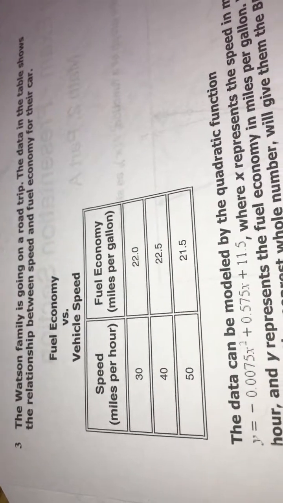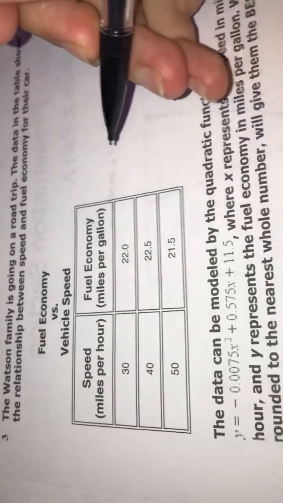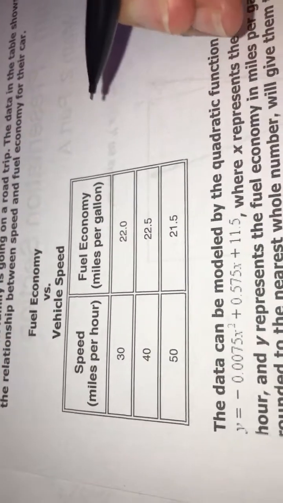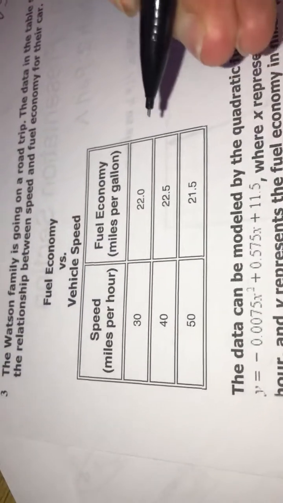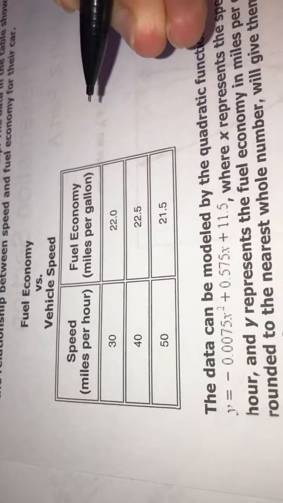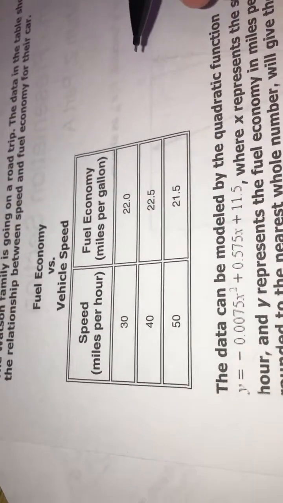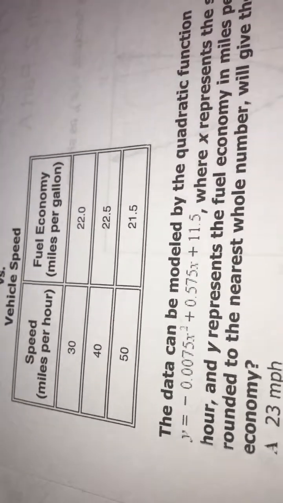Okay, now let's go back to number 3. It says the Watson family is going on a road trip. The data in the table shows the relationship between speed and fuel economy for their car. We have fuel economy versus vehicle speed. Speed, miles per hour, fuel economy, miles per gallon. We have 30 miles per hour, 40 miles per hour, and 50 miles per hour. 22 miles per gallon, 22.5 miles per gallon, and 21.5 miles per gallon.